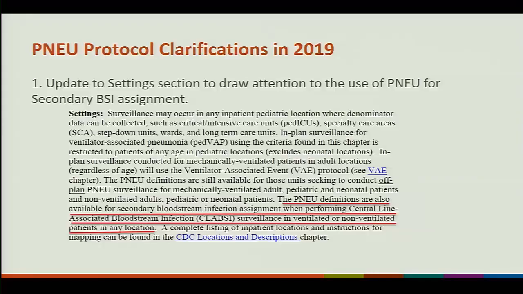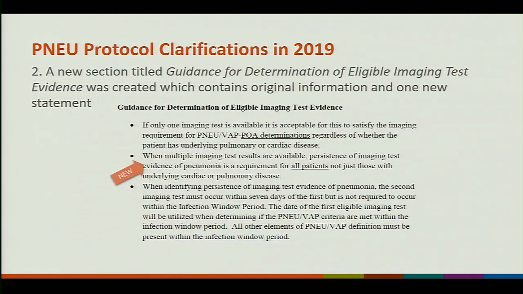The only thing, and we're going to get you out of here right at noon, the only thing that I want to point out to you in closing is that in 2019 we had 2 protocol clarifications. These were just to help you out. Again, pointing out that pneumonia is available for secondary BSI assignment. And then the second update was we just reorganized some of the information as it pertained to the imaging and added a couple little notes that would help you when you're trying to determine if your imaging test evidence is met.